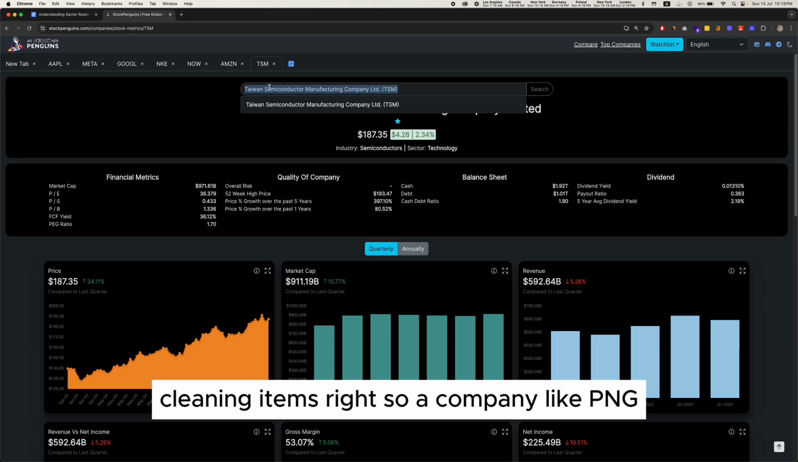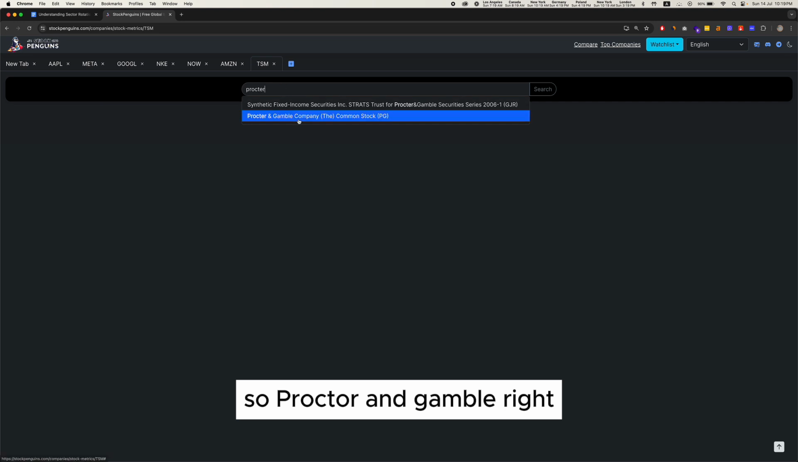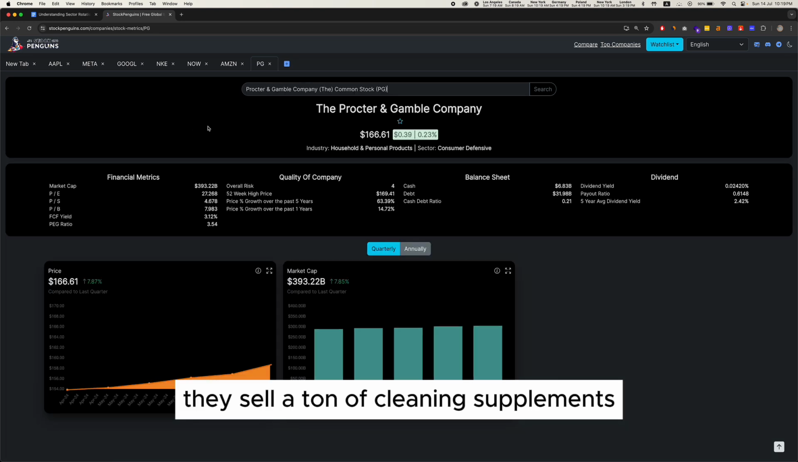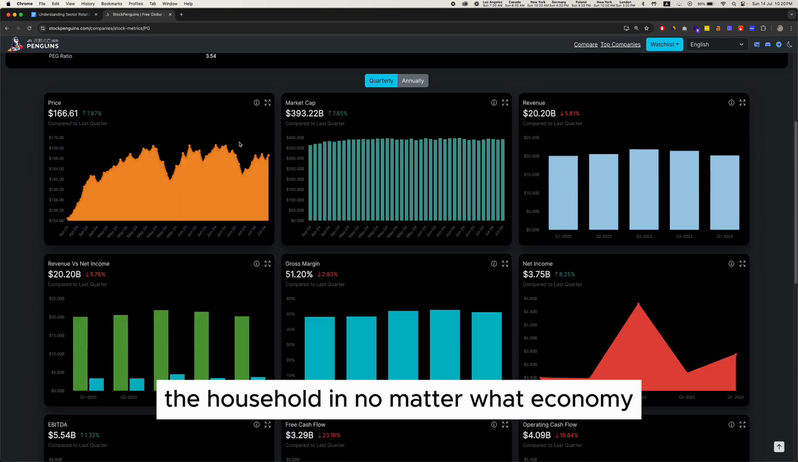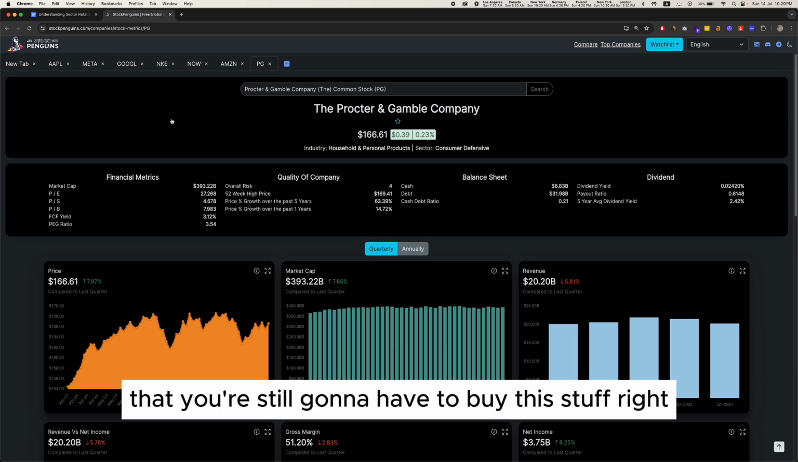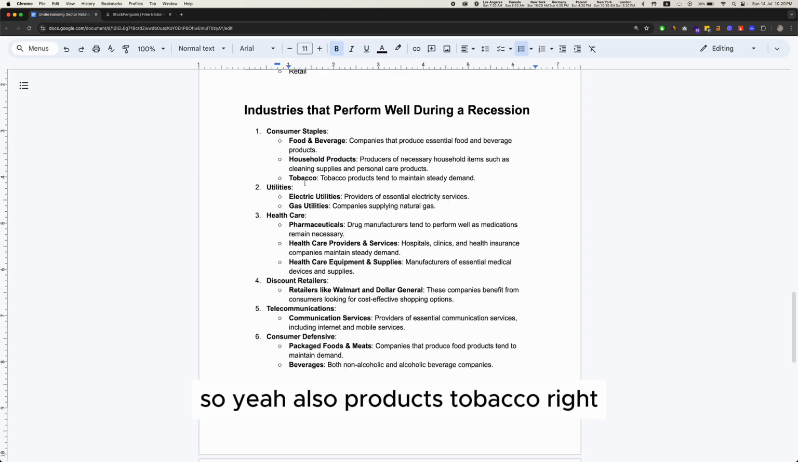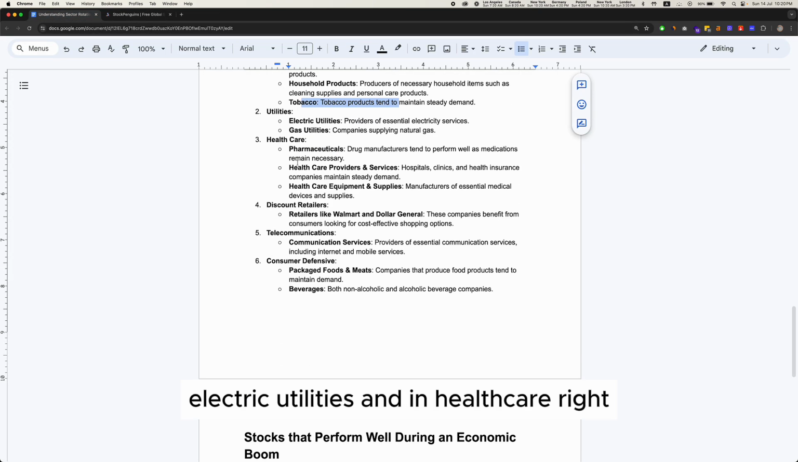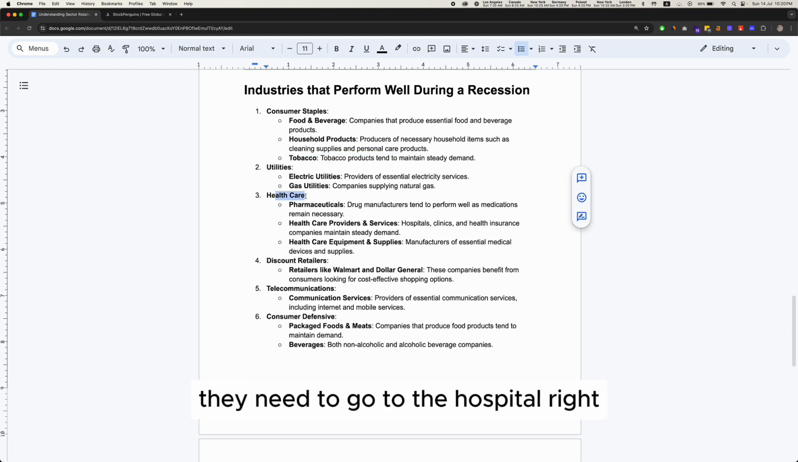So a company like P&G, Procter and Gamble, right? They sell a ton of cleaning products. They sell a lot of stuff for the household. And no matter what economy, you're still going to have to buy this stuff, right? So yeah, household products, tobacco, right? Electric utilities, and then healthcare, right? No matter what economy, if someone is sick, they need to go to the hospital, right?